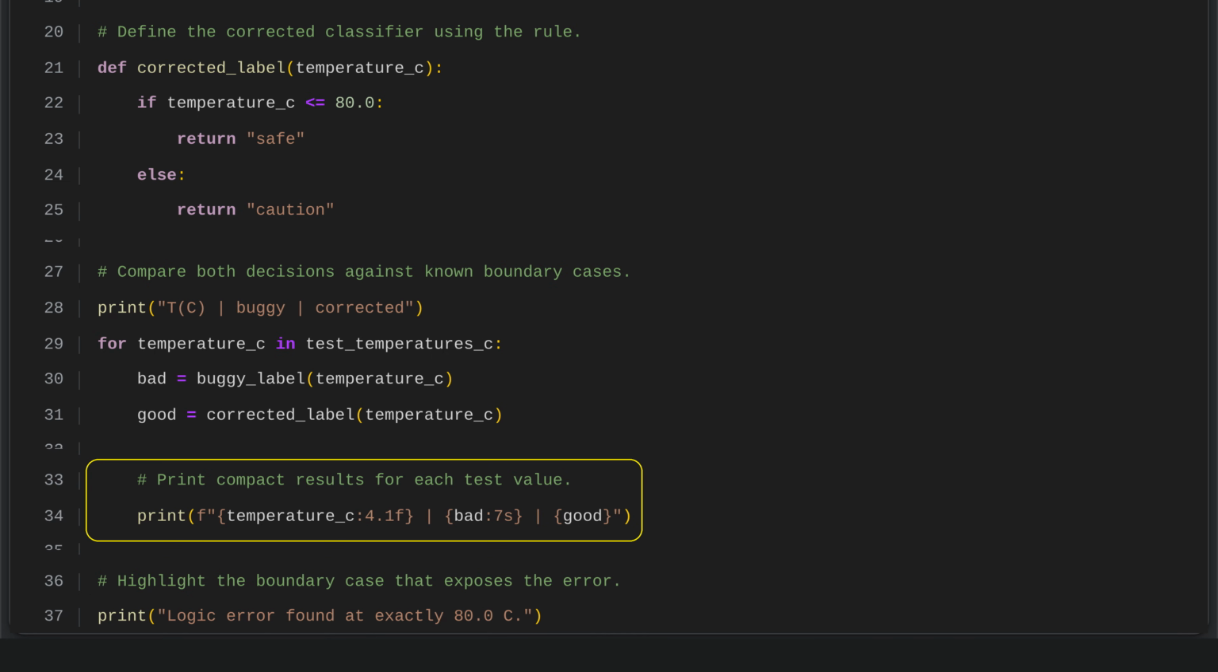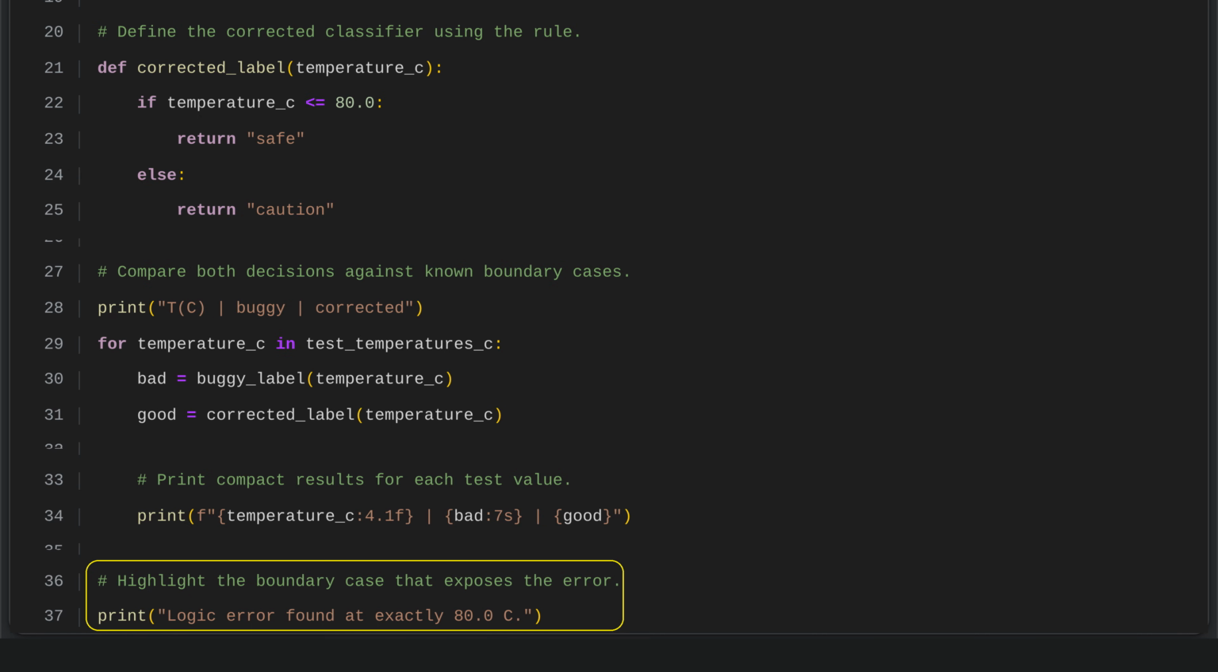The code prints one formatted line for each temperature test value. It shows the Celsius temperature to one decimal place, then compares the results from the buggy and corrected classifiers. The aligned safe or caution labels make differences between the two versions easy to spot.